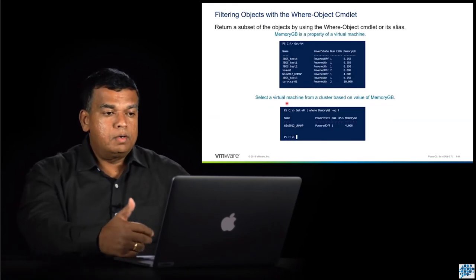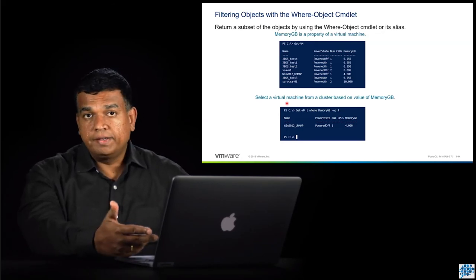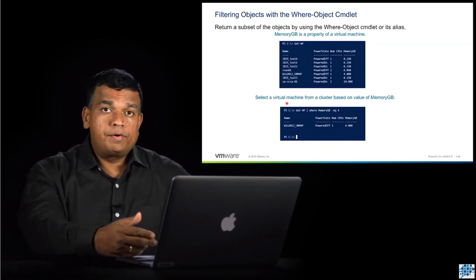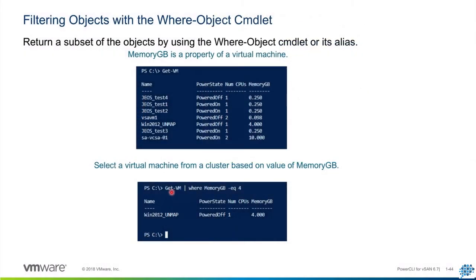Okay, so now I'm going to use the properties to do some filtering, or basically I'm going to try to filter out certain properties of a virtual machine. So let's say I run this cmdlet Get-VM, and I pipe it into the Where cmdlet. So I just say Get-VM and pipe it to Where, and I say MemoryGB equals 4. So basically I am using the property called MemoryGB, and I am comparing it to a particular number which is 4. Which means I'm trying to find out which virtual machine has 4 gigs of memory.